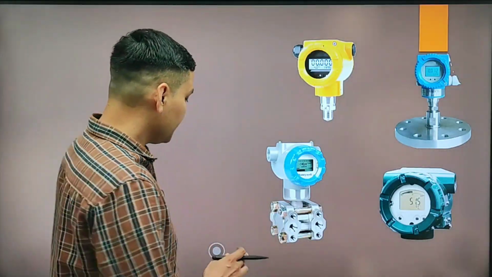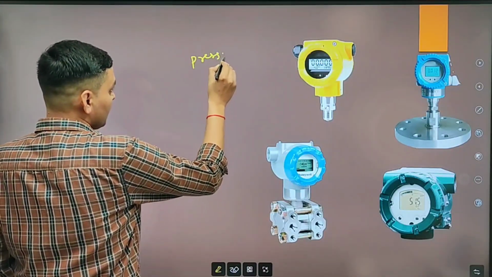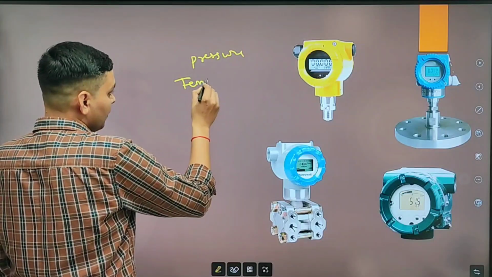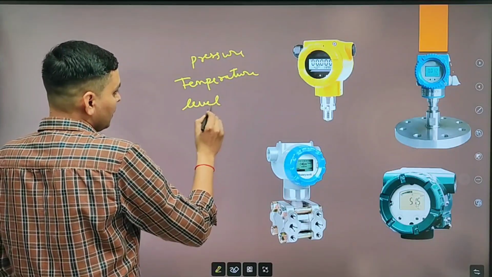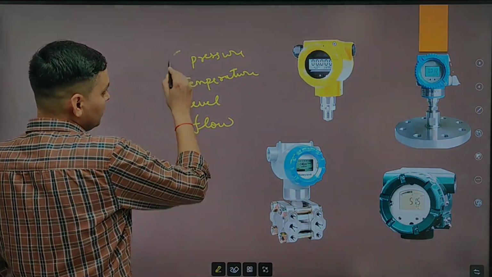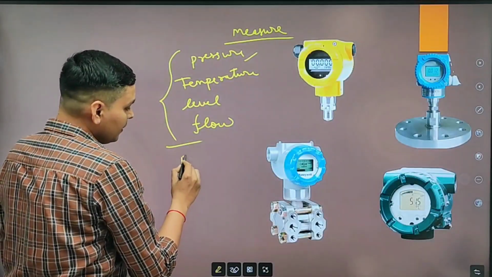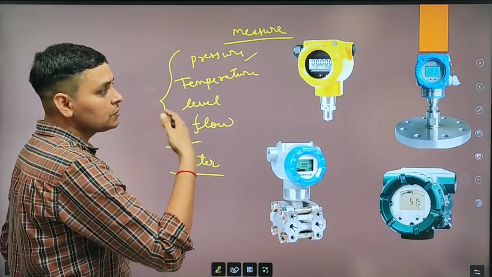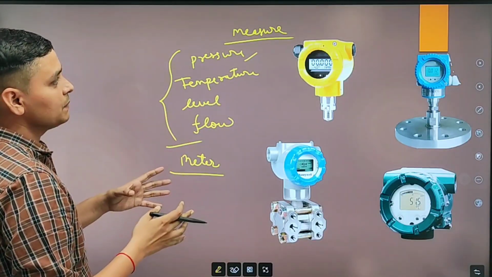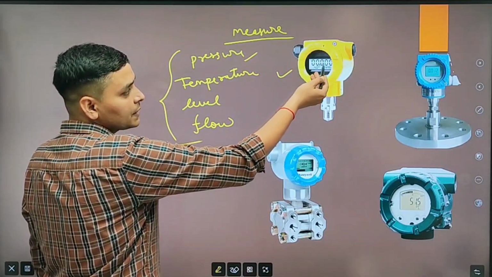Look friends, a transmitter is used to measure parameters. Here parameters means pressure, temperature, level and flow. Firstly, its work is to measure. It will be a meter. It is measuring the quantity and it is also showing the quantity on its display. Okay, here you can see it is measuring the pressure and it is also showing the pressure here.